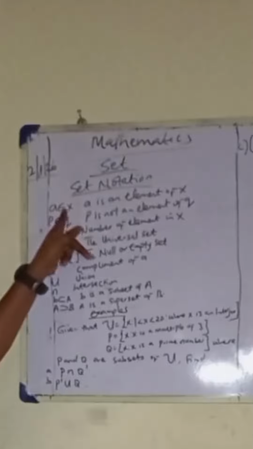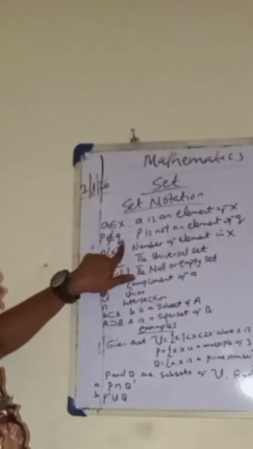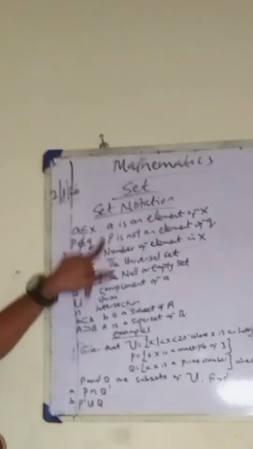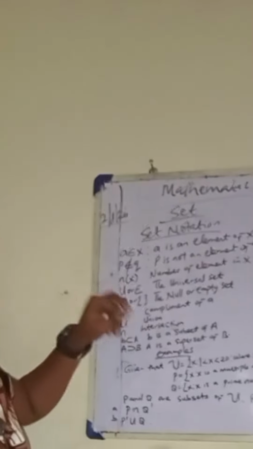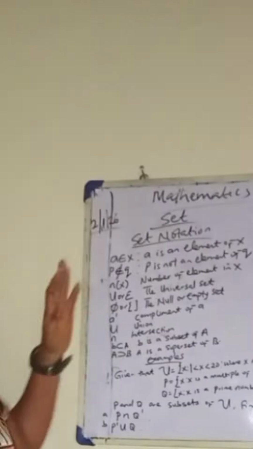And this represents A is an element of X. Then P is not an element of Q. Do you get me? Likewise, you can still have A and B. A is not an element of B, depending on the subset given to you. Then this represents the number of elements in X, number of elements in P, depending on the subset given to you.